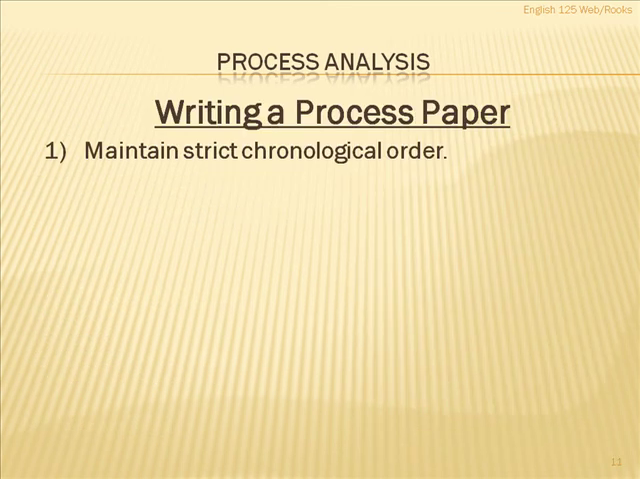So when you write a process paper, what do you need to pay attention to? First of all, you must maintain strict chronological order in giving your instructions or in explaining the information. You need to start with what happens first and very carefully go step by step through the events or the process to make sure that they get to the right result at the end.